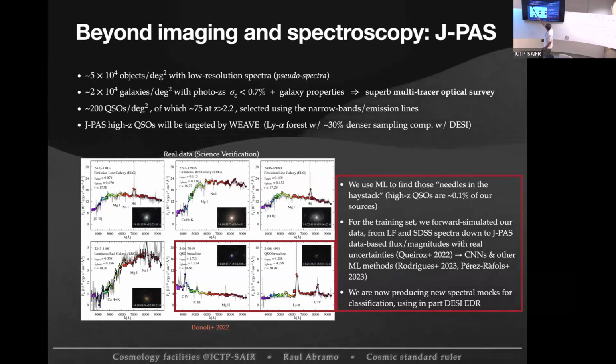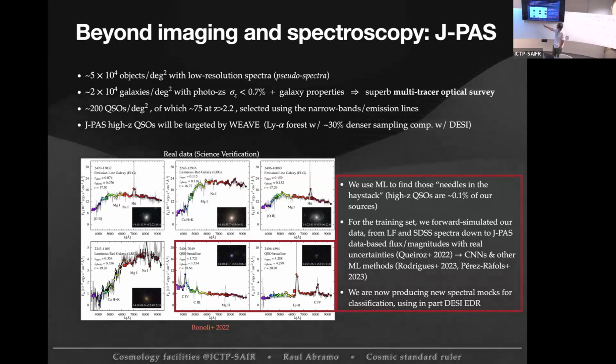For instance, we will have about 20,000 galaxies per square degree with photo-z's better than about 0.7%. But on top of the photo-z's, and that's very important, we also get the galaxy properties. This is really interesting because you can divide galaxies into different types and populations, and that's super interesting for multi-tracer cosmology. We'll also see a lot of quasars. Actually, J-PAS will be a superb survey to detect quasars. These are 2 quasars at different redshifts: this one is at redshift 1.7, and this one is at redshift 4.3. You can see that you can get the very broad emission lines from quasars.